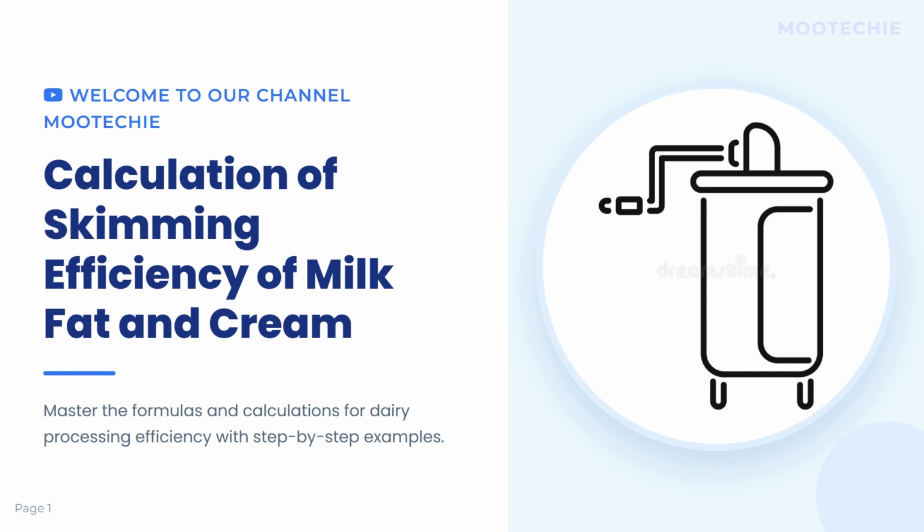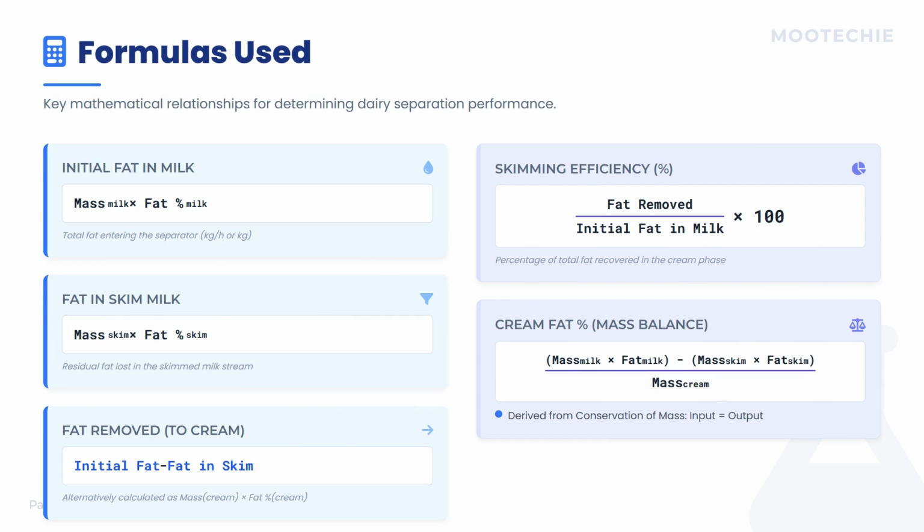Let's get started. Now, before we crunch any numbers, we need the right tools. So let's move on to the essential formulas we'll be using. These are the key mathematical relationships for determining dairy separation performance. Think of them as your recipe for success.